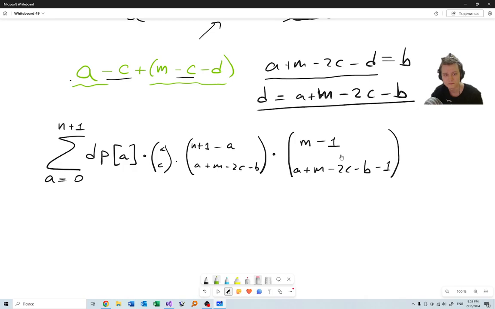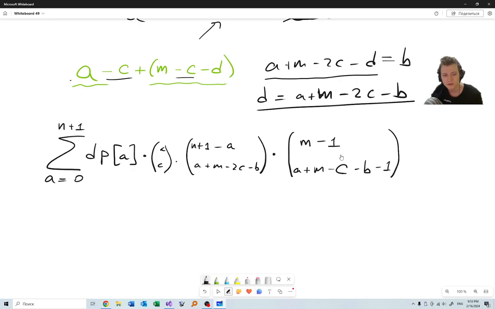Also, I dislike that there are two times this in the denominator. Why is that? A plus M. No. Because it shouldn't be B here. It should be C here. So again, why? We see clearly that B plus C is at least A. Why is that? I don't get it. Can somebody explain to me why is that?